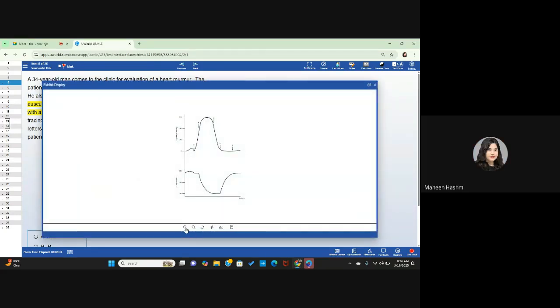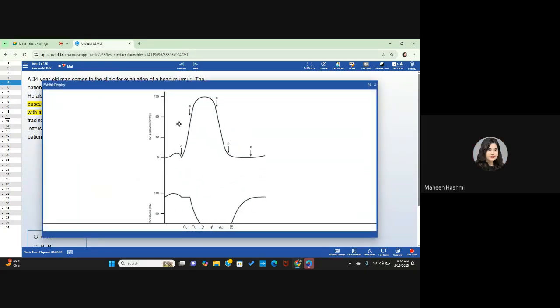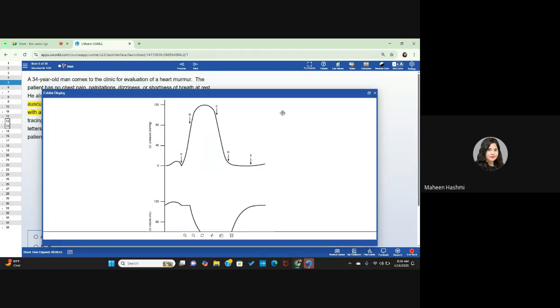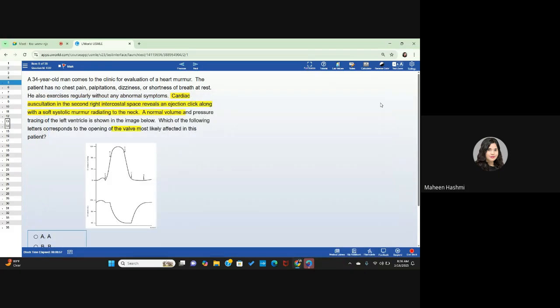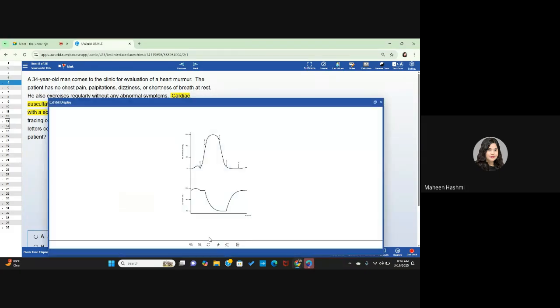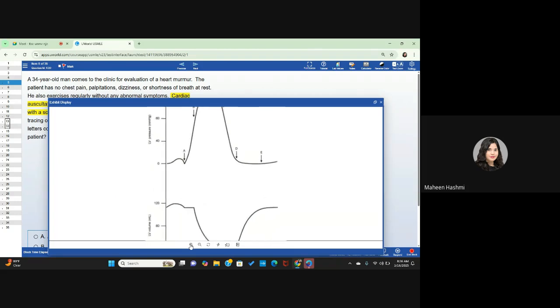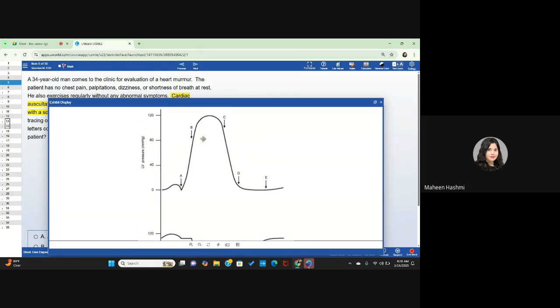Let me just zoom it a little bit for those who were unable to see. This is A, B, C, D. They were asking about aortic stenosis, and they wanted to ask about when it's going to open, right? So which of the following letters corresponds to the opening of the valve? So when does the aortic valve open in this? B? Yes, it opens at B.